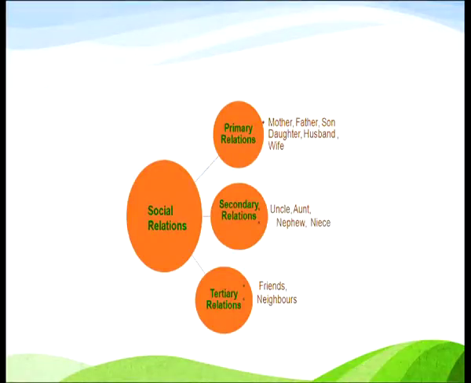In our daily life, we come across different types of social relationships. For example, we come across relationships like mother, father, son, daughter, husband, wife. All these relationships are called primary relations. Other relations like uncle, aunt, nephew, niece are categorized as secondary relations. Besides these, we have social relations with our friends and with our neighbors. Those relations are called tertiary relations.